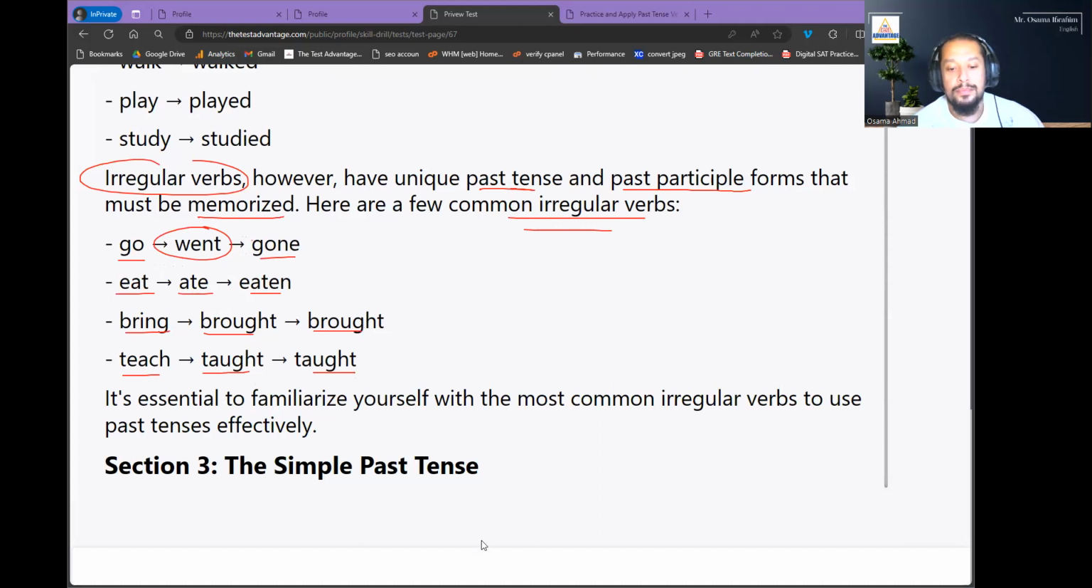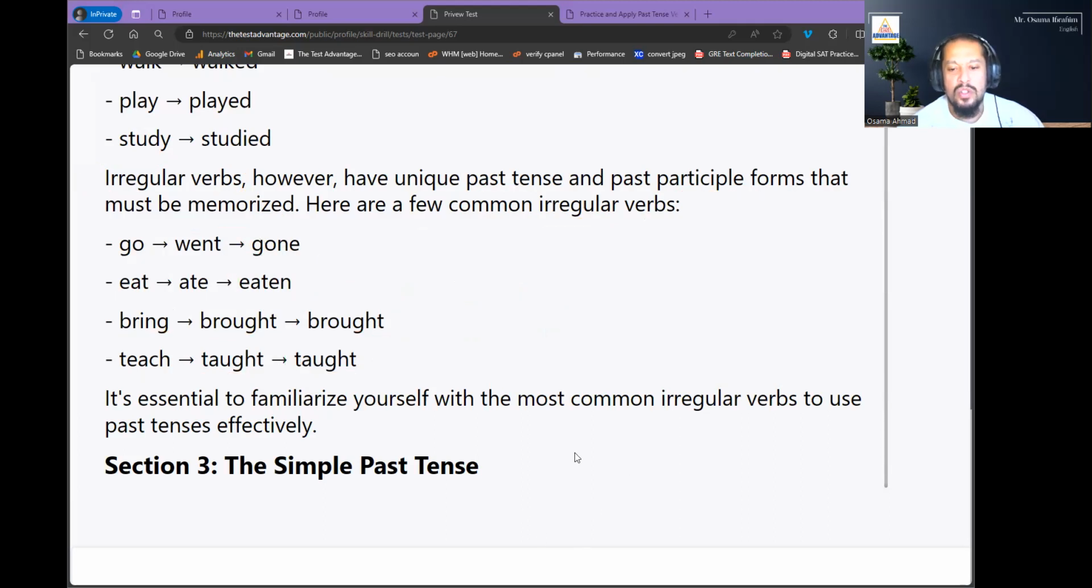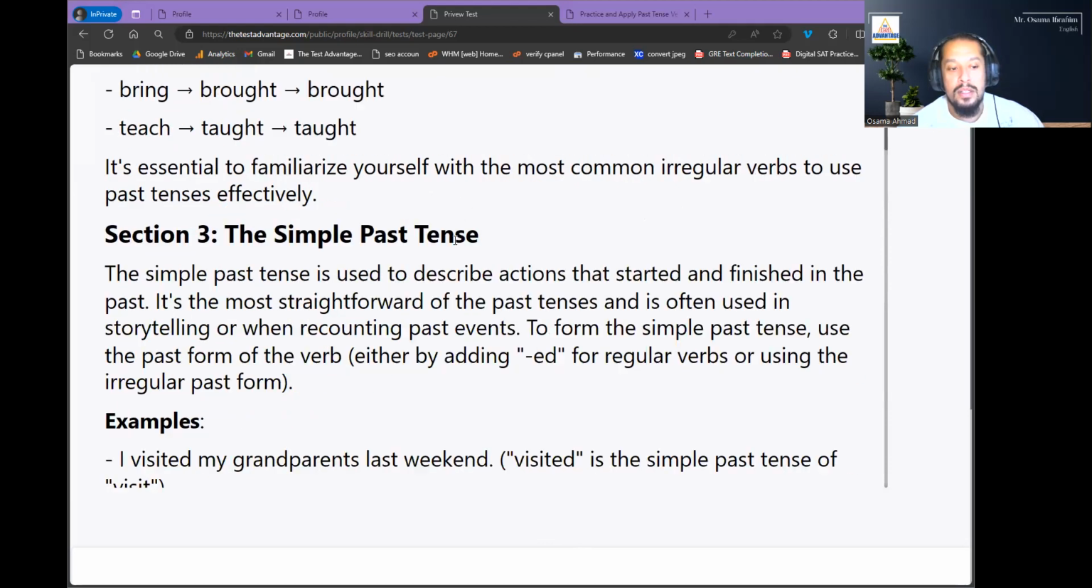If you look at the second column, this is the irregular past. If you look at the third column, these are the participle form, meaning has plus have. So for example, have gone, has eaten, have brought, has taught. Any questions here? So it's really important that you are aware of irregular verbs, especially with the perfect tense.